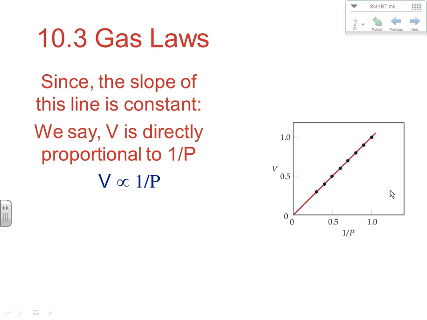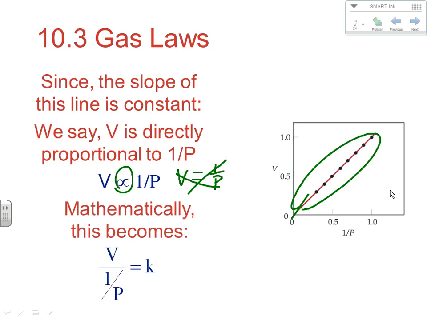to 1 over P. Now, in math class, and this is something that I don't think you've seen much of, proportional to is this symbol right here. So all this means is V is proportional to 1 over P. This does not mean that V equals 1 over P. That's not what this says. This says that the volume is proportional to the inverse of the pressure. And remember that what that means is we're going to get a linear relationship that goes through the origin.